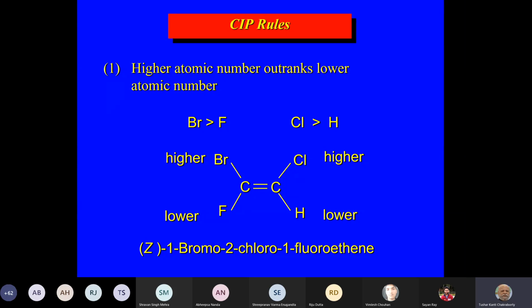Again, very similar: higher atomic number outranks lower atomic number. So in this substrate, you have a bromine and you have a fluorine. Bromine has a higher priority than fluorine, and on this one, chlorine has the higher priority. So the two higher ones are on the same side. So this is a cis olefin.